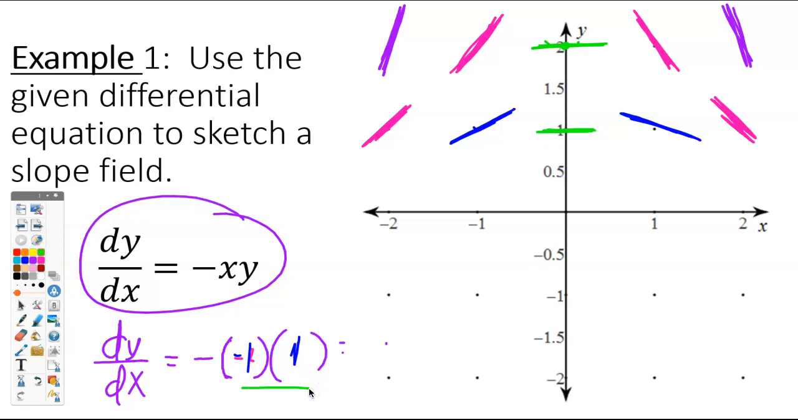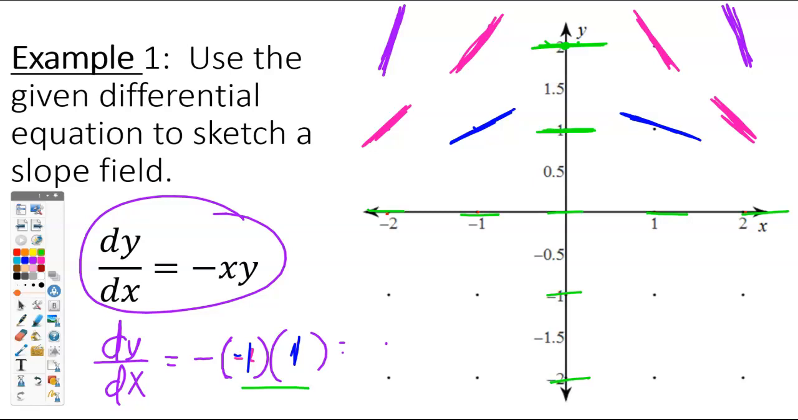Okay. Now for the next row, every one of these points has something in common. Every one of these points has a y value of 0. And anytime you plug in 0, unless it's in the denominator, you're just going to get a 0 slope. So all of these points are just going to be flat lines, just like that. In fact, anything on the x or y axis is going to be a flat line because you're plugging zeros in.